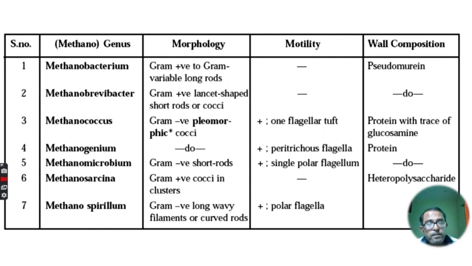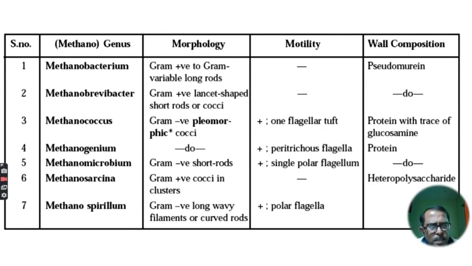Fifth genus is Methanomicrobium. These are gram-negative short rods. They are motile by single polar flagella. And the cell wall of this Methanomicrobium is made up of protein components, not the peptidoglycan, which is observed in eubacteria. This pseudomurein looks like the peptidoglycan, but it is not the peptidoglycan. It is chemically different from the peptidoglycan component, which is present in the cell wall of eubacteria.